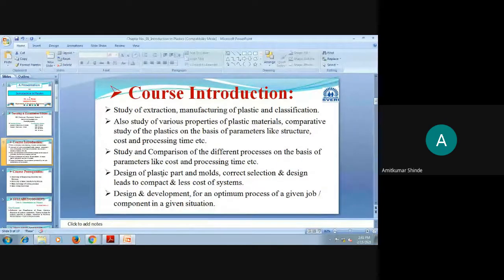Okay, we will continue. I will repeat this part. In this subject, initially we will start with the introduction to the plastic material. Then we will deal with how these plastic materials are extracted from their respective sources and how they are manufactured. We are going to deal with the classification of these plastic materials.